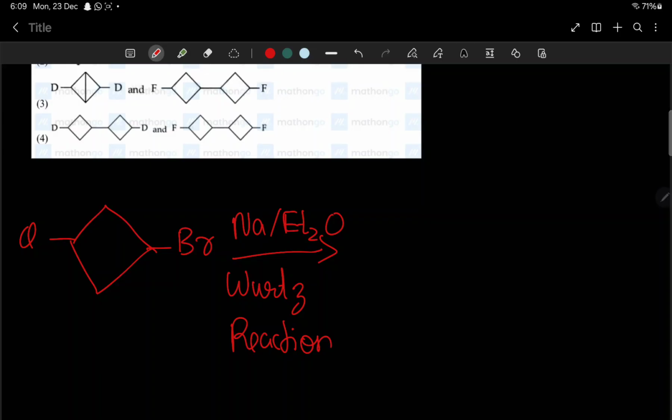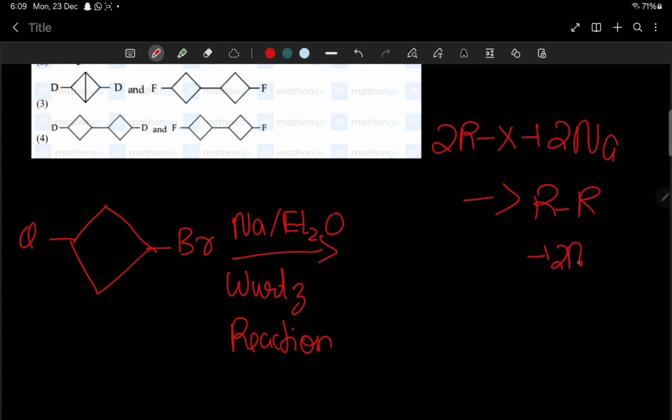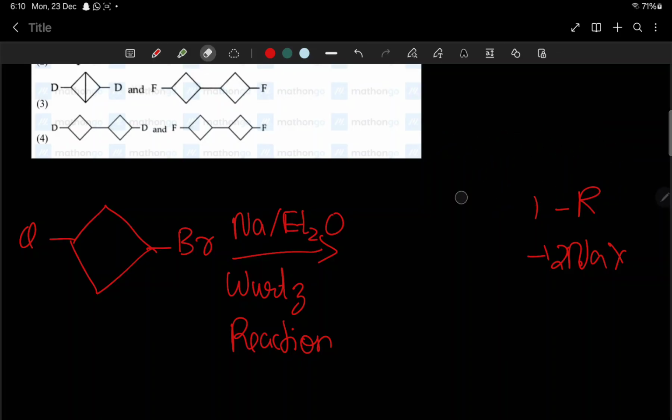What happens in Wurtz reaction? It's like 2RX plus 2Na gives R-R plus 2NaX. This is the Wurtz reaction. So what happens here is that it's your liking. You can throw off bromine or you can throw off chlorine. But here I am throwing off bromine. That bromine bond is being cut. I am thinking like that. So we'll get Cl.